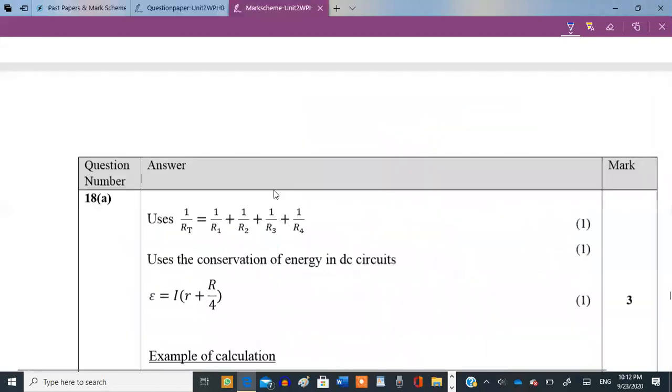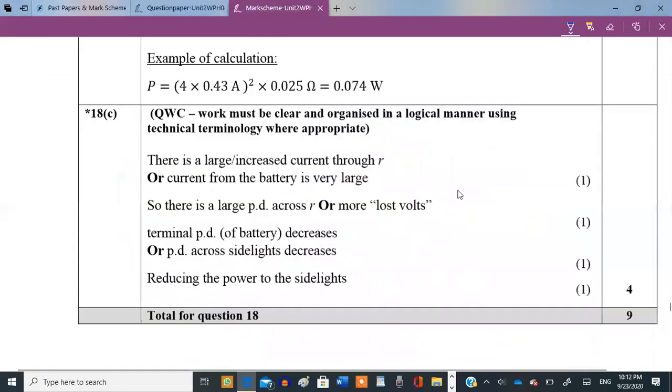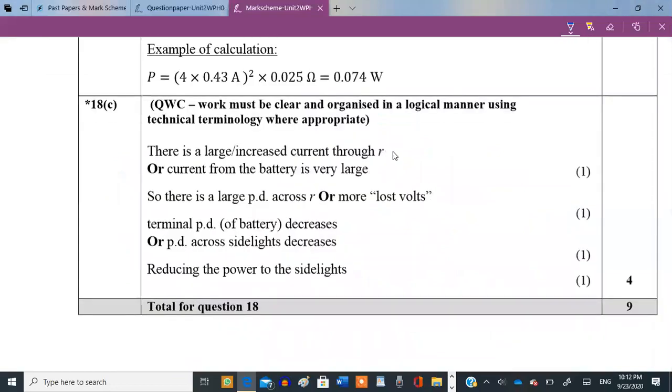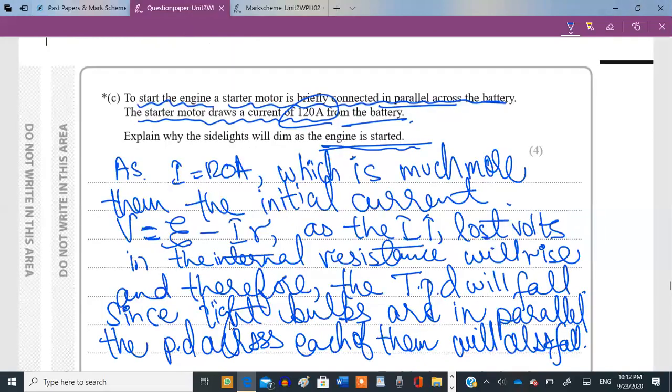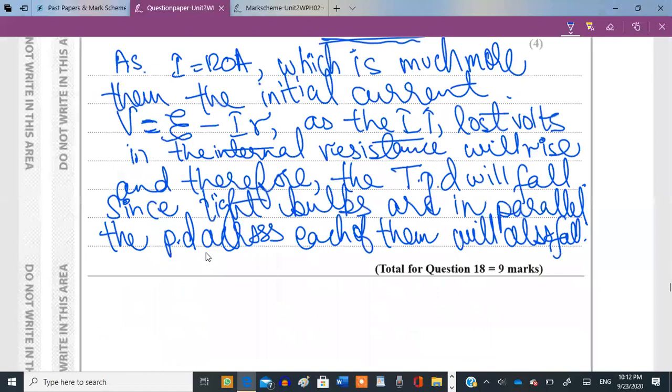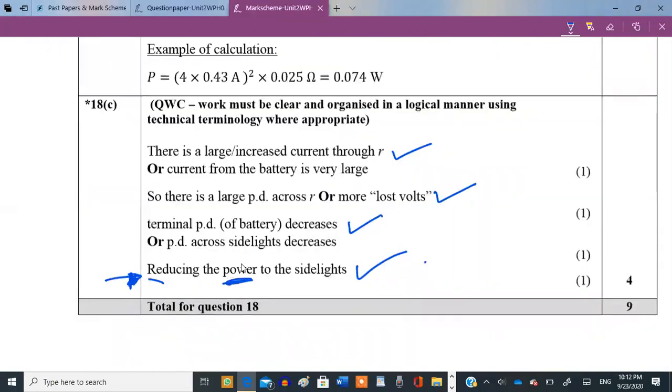Let's look at the marking scheme now. There is an increase in current through R. There will be a large potential difference of more lost volts. Terminal PD will fall, reducing the power of the side bulbs. Got the marks. We didn't mention this one, so we should mention that point as well. This will reduce the current. Or we did mention the PD, so yes, we did actually get that mark as well. PD is actually referring to the power. Get it? You get this answer? Wait, I'm reading the answer.